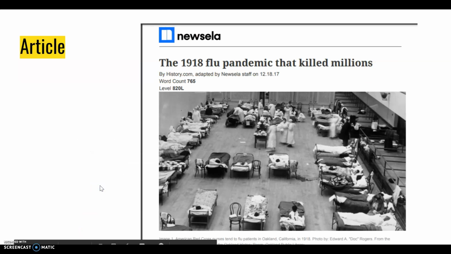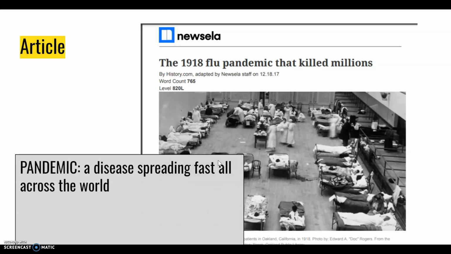So, you guys are going to practice these skills with a new article, and it's about the 1918 flu pandemic that killed millions. I spy a number and stat. But I just want to clarify a few things for you guys. A pandemic is a disease spreading fast all across the world. In 1918, there was a flu pandemic, and today there is a pandemic of a coronavirus.